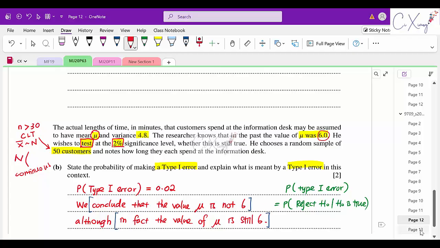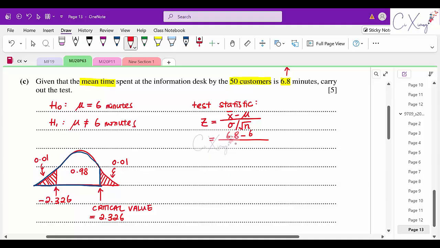So I want to use the square root of 4.8 as the standard deviation here. So we have the square root of 4.8 over the sample size. The sample size here is 50. Get the value of Z. By right, you should have 2.582. Okay, so this is the third step where I calculate the test statistic.